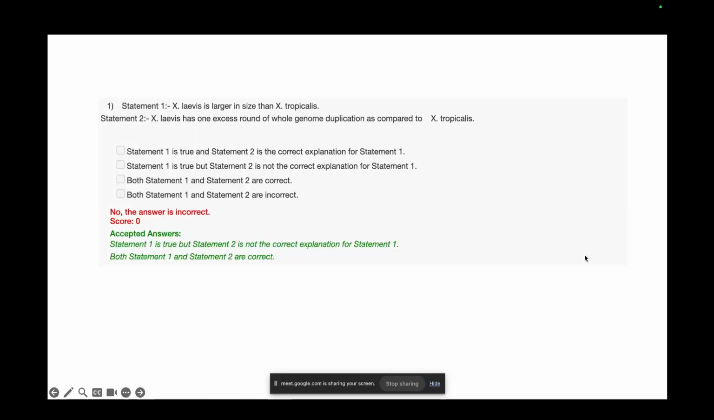Okay, the idea is that it has a larger size than X tropicalis, so the statement is true. And the second statement is X levis has one extra round of whole genome duplication compared to X tropicalis, which is basically tetraploid compared to diploid here. But the size of the organism is not related to the whole genome duplication. So statements one and two are correct, but statement two is not the correct explanation for statement one. So yeah, these two options are what we should be looking at.